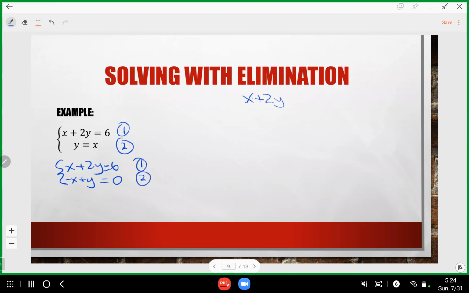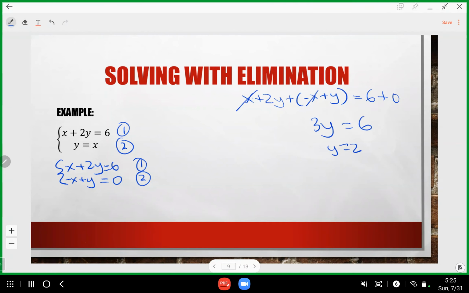So what if we added the second equation to the first equation? We're going to add negative x plus y, and it's going to be equal to 6 plus 0. You can see that the x's cancel out. So you're going to have 3y equal to 6. y is going to be equal to 2. And that's how you cancel out the x.